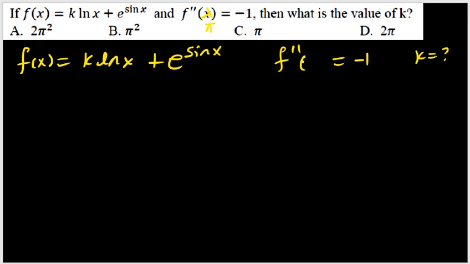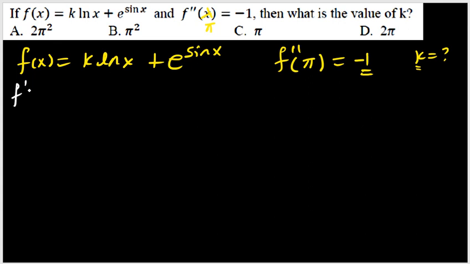Then we need to find the k. The second derivative of f at pi means derive this function twice and then substitute pi in place of x, which is equal to -1, then we can find the k. So let us derive f twice.